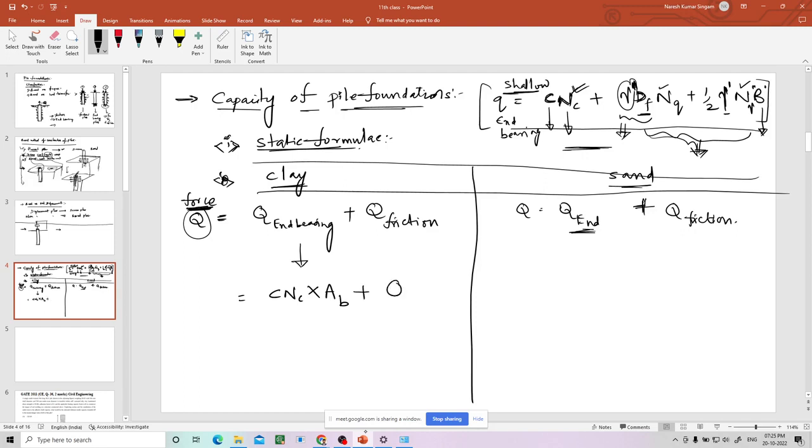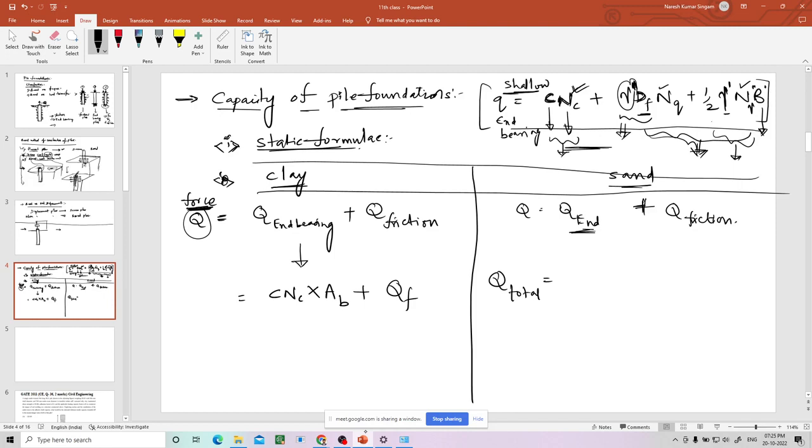So that is the reason why we multiply this CNC with bearing area of the pile. So now we will talk about this friction later. Now coming to this Q total will be here. See, in sand C value will be 0. C is cohesion where it exists only in the clays. So if this is 0 in the sand and this will be neglected because this will be very less, N gamma value will be very less. That is the reason why this term will become 0.